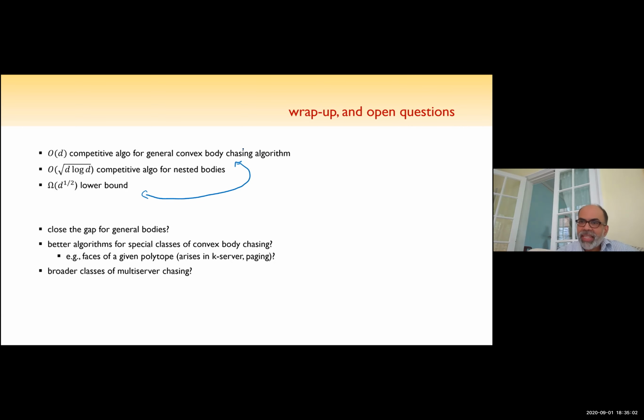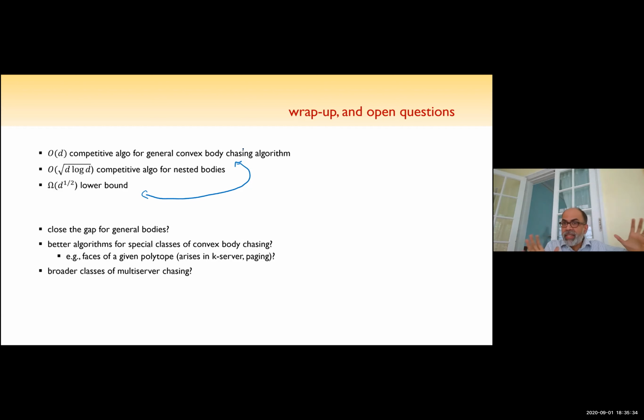What can you do for nice convex bodies? So for a lot of our problems that we care about, like k-server and paging, the instance looks like this. I'll give you a fixed polytope, and each time I'll ask you for a facet of this one. Or, in general, it could be a face, but usually it's been a facet so far. So can you chase those objects?